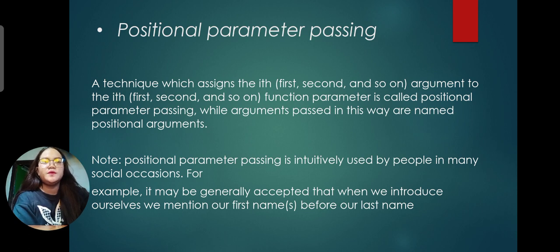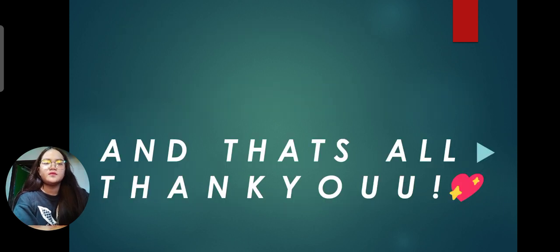What is positional parameter passing? A technique which assigns the ith argument to the ith function parameter, first, second, and so on, is called positional parameter passing, while arguments passed in this way are named positional arguments. Note: positional parameter passing is intuitively used by people in many social occasions. For example, it may be generally accepted that when we introduce ourselves, we mention our first names before our last names. And that's all.